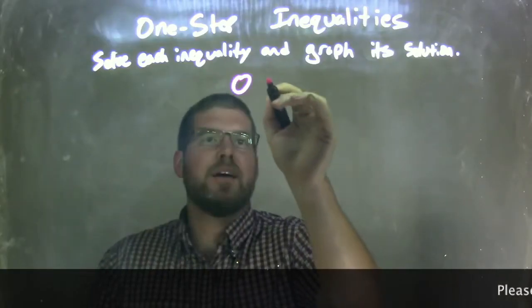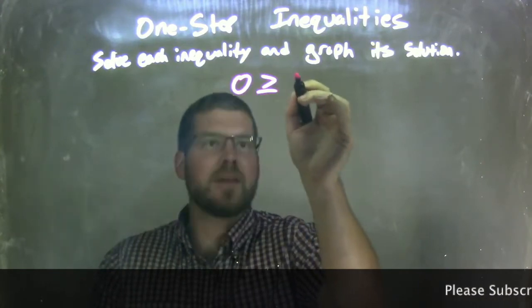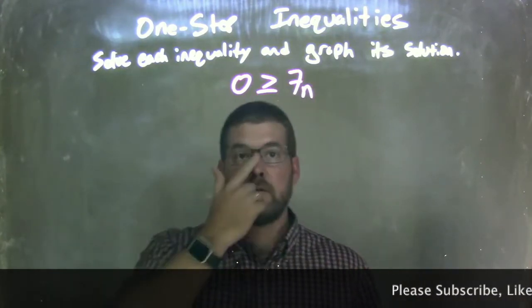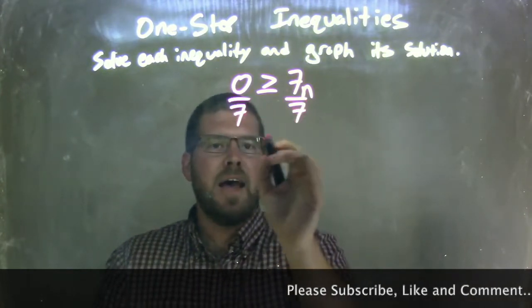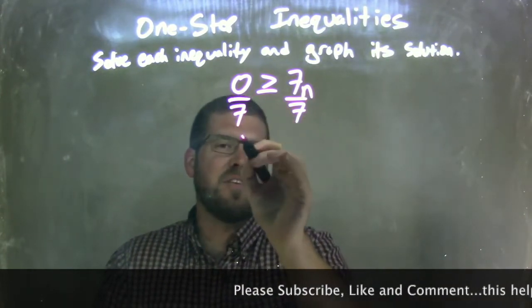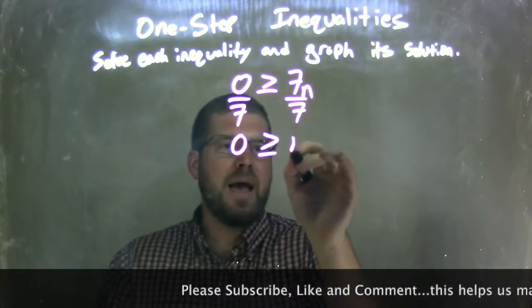0 is greater than or equal to 7n. So I want to get n by itself. So I need to divide by 7 to both sides. And that leaves me, well, 0 divided by 7 is 0. So 0 is greater than or equal to n.